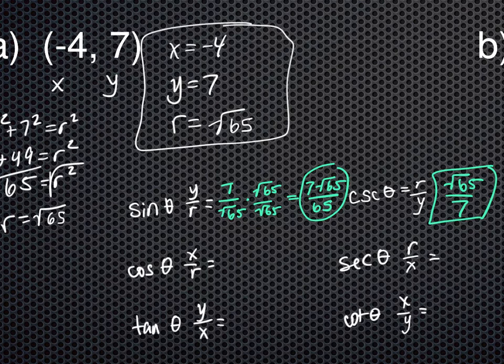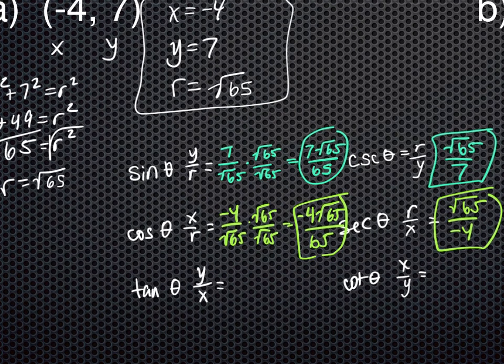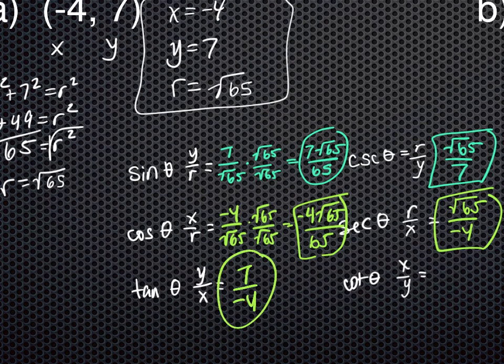What's my cosine? Negative 4 root 65 over 65. So I have to rationalize. What's my secant? Root 65 over negative 4. Perfect. What's my tangent? 7 over negative 4. Perfect. What's my cotangent? Negative 4 over 7. Perfect. Good job, guys.